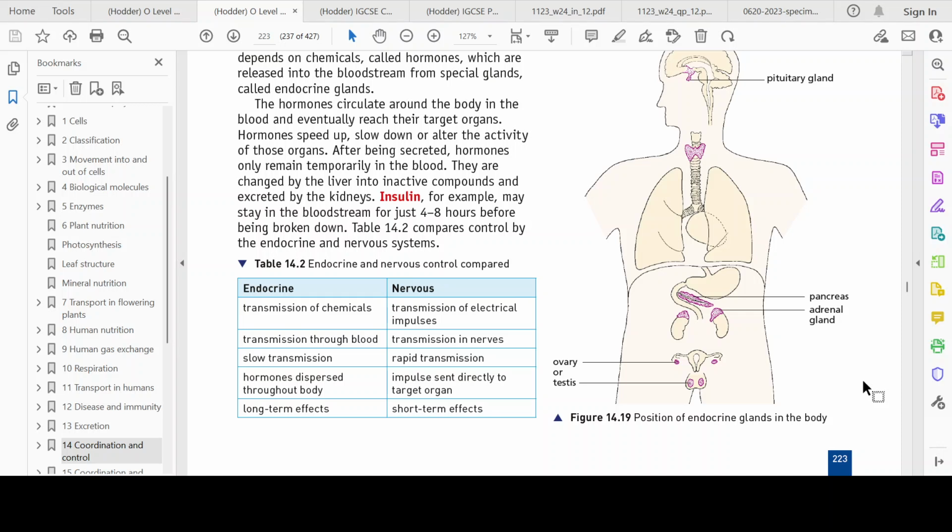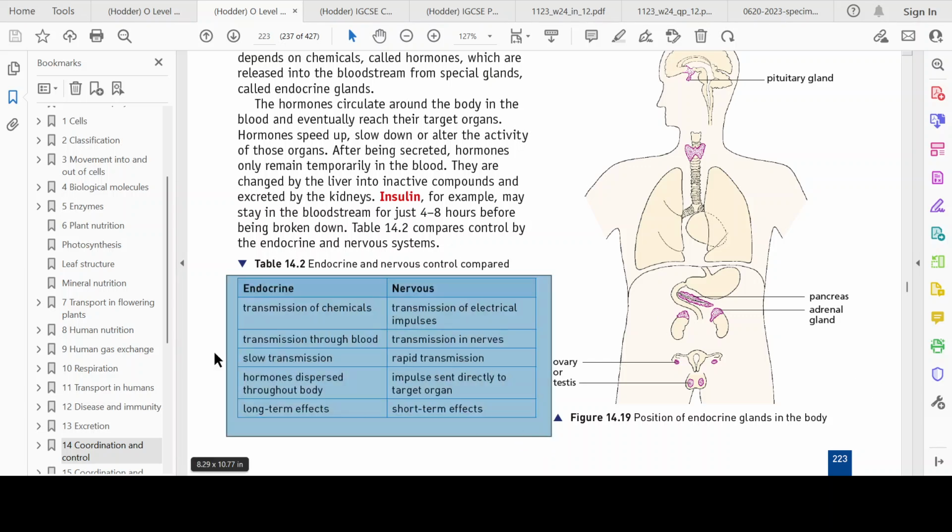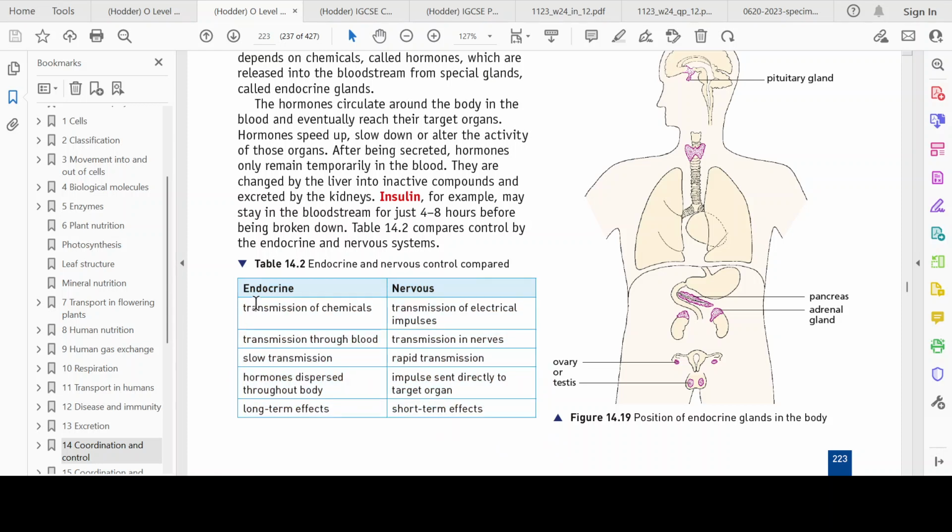So like all the hormones are carried by blood. Yes, all of them are carried by the blood. Over here is a nice table that's summarizing the features of the endocrine system and comparing it to the nervous system. The mode of transmission of the nervous system is electrical impulses, whereas the endocrine system uses chemicals, because hormones are chemicals. They can be either proteins or steroids, which are basically lipids.